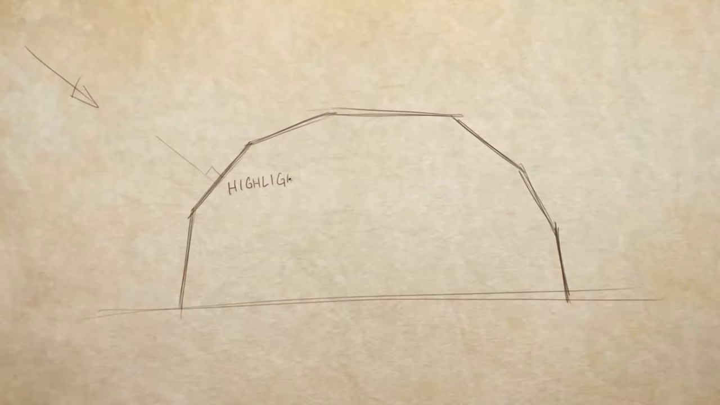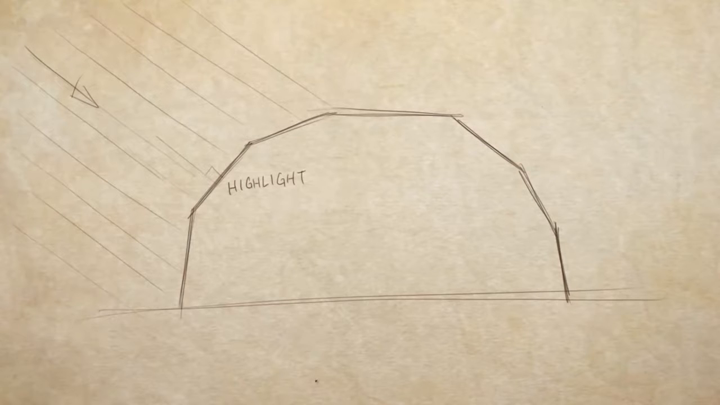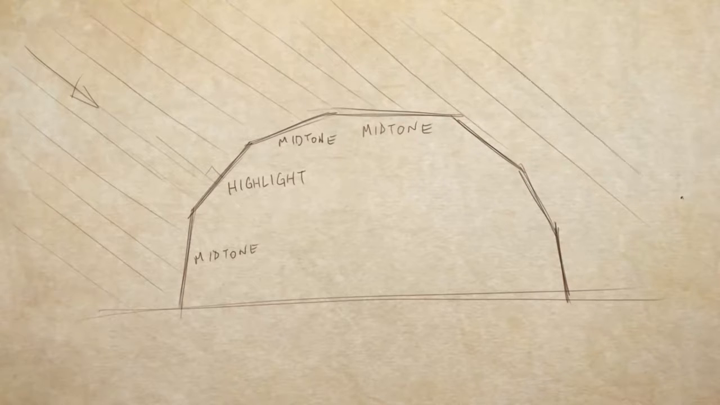Highlight. Now, these two surfaces aren't perpendicular, these ones, but if the light's coming from this direction, they're still getting hit. They're getting hit by less light, but they're still getting hit by light. So these are called midtone. So midtone is still in the light side. And this one too is also midtone.